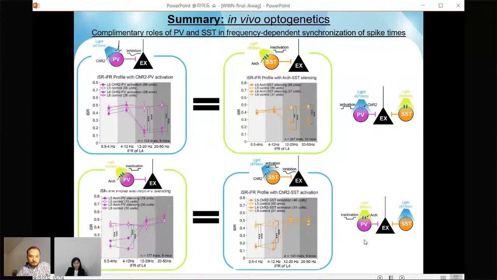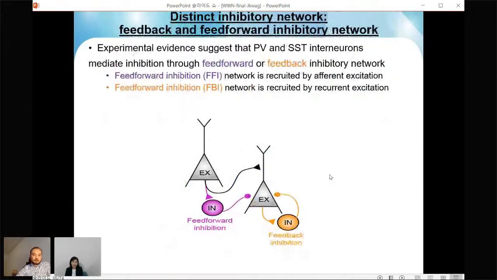So this means that these PV and SST interneurons are dynamically recruited during sensory information processing in the barrel cortex to gate or promote the synchronization of spike times at different firing rates. So far we have an interesting experimental phenomenon where if you perturb PV or SST interneurons, we have different synchrony patterns for temporal and rate codes. It is very interesting, but what is the actual network mechanism that causes these changes in the iSR-IFR profile?